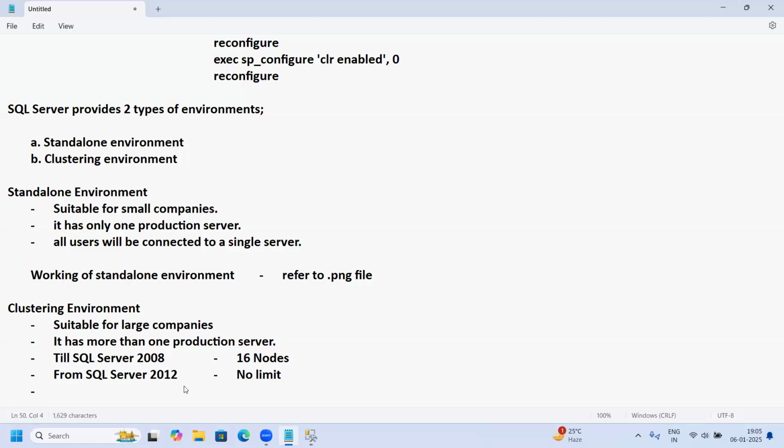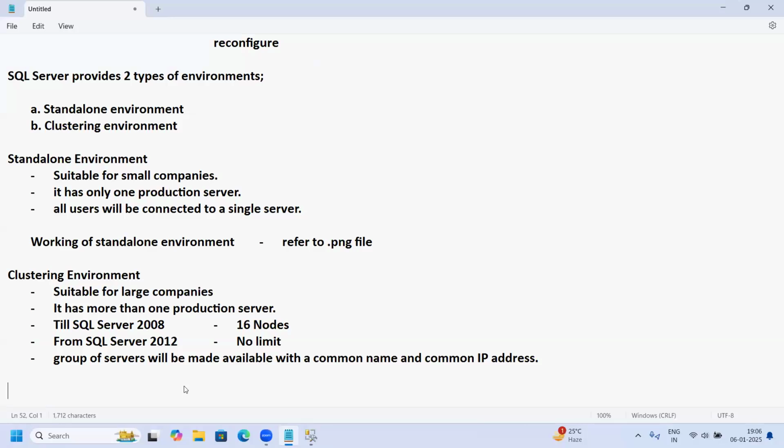And what happens in clustering? It is not that all users are connected to a single server. Here you find a group of servers made available with a common name and common IP address. The architecture of the clustering environment we'll study later. At this stage, we don't need it.